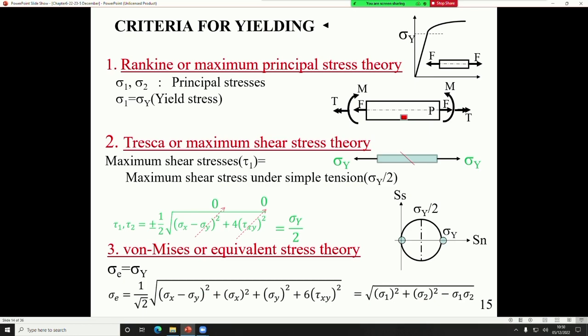It's called a von Mises stress. Von Mises, I've written it here. It's called equivalent stress as well, and effective stress. There are three names for it: von Mises, effective, and equivalent.